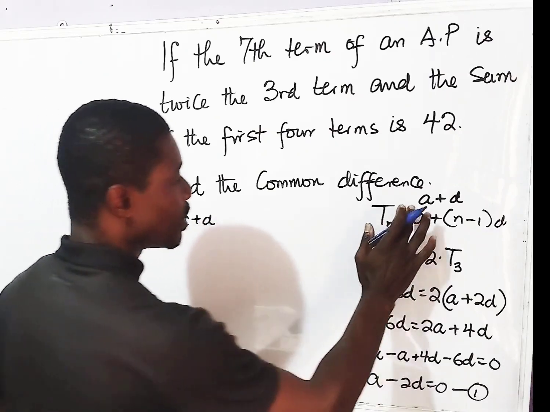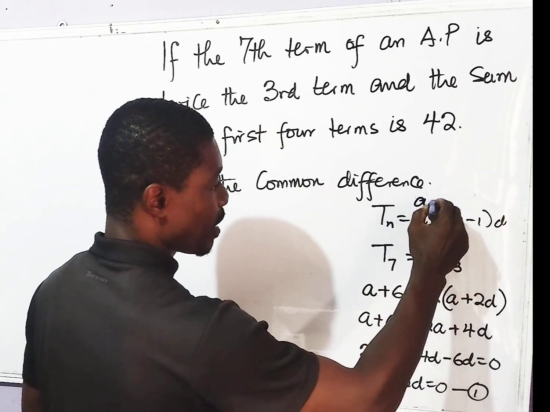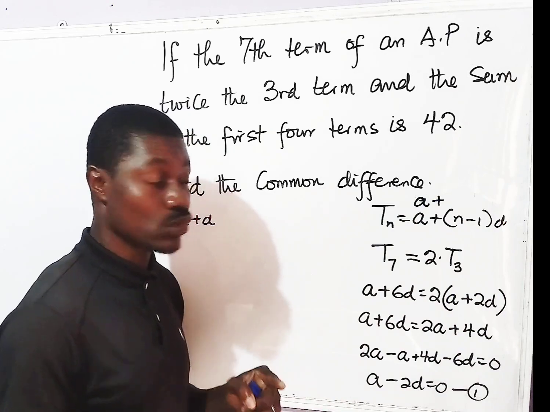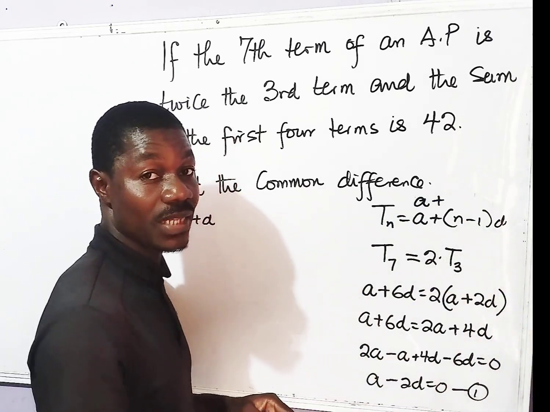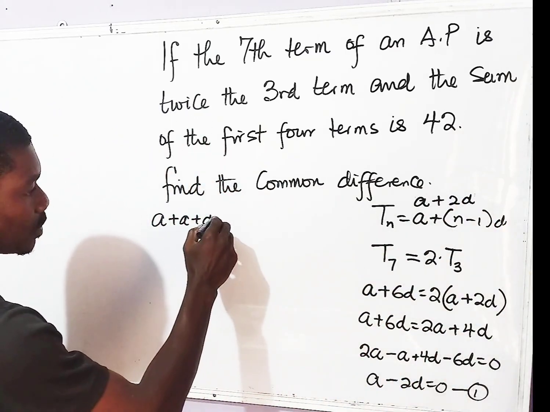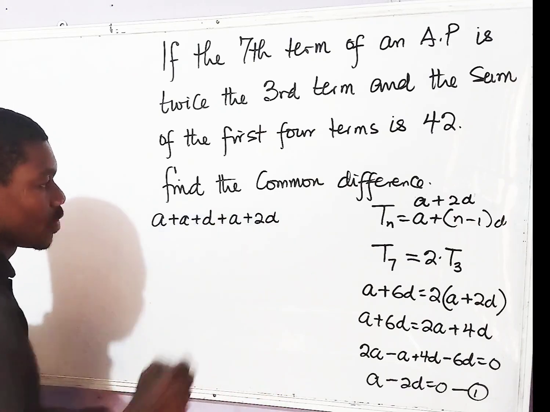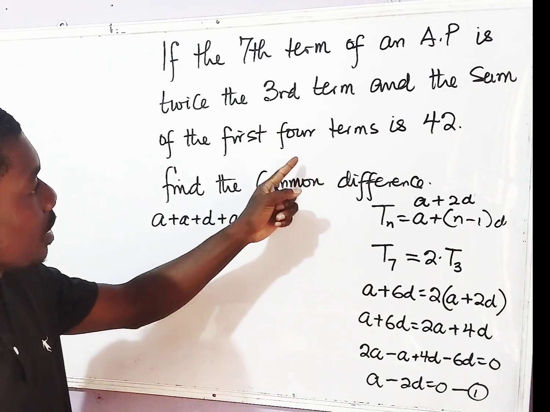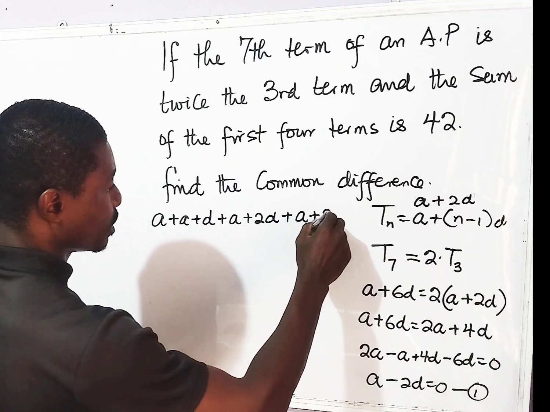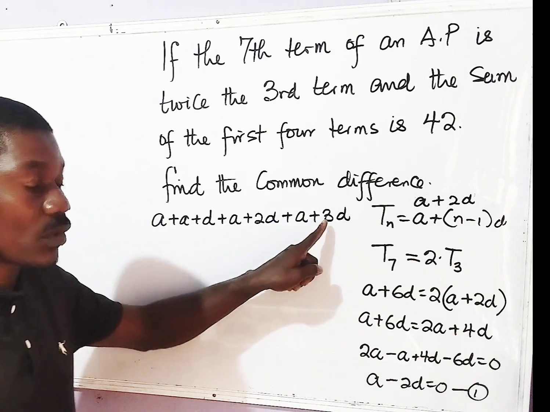Now for the third term, we plug in 3 for n. So here we have A, then plus 3 minus 1 will give us 2, then 2 times d will give us 2d. Now this is for the third term, so that will be plus A plus 2d. And if we follow this pattern for the fourth, we have then plus A plus 3d. Okay, this is the first term, the second term, the third term, and the fourth term.